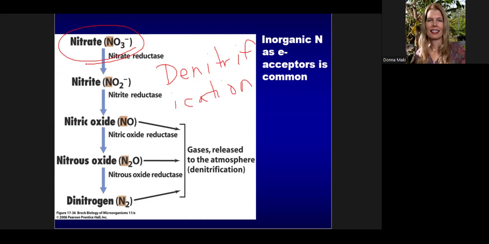They can't even touch dinitrogen. Once it gets to that form, they can't touch it. They just absolutely can't. Dinitrogen is a form of nitrogen they cannot break down. Microbes can, but plants can't.